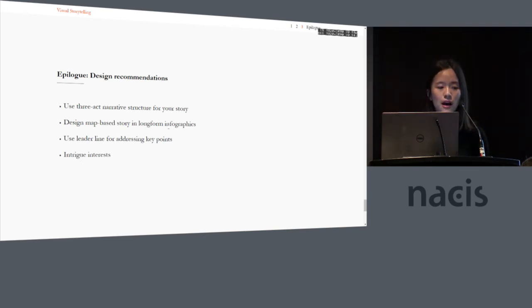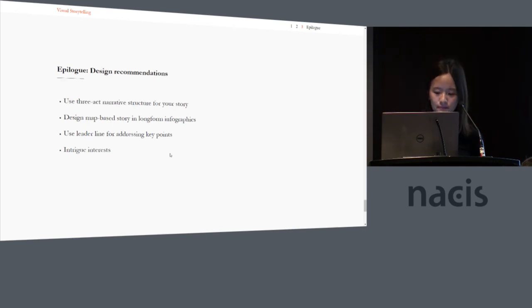Intrigue interest. High concern or high interest will have a positive influence on your story. So intrigue the interest. If they're more willing to care about the topic, she or he will be more willing to memorize and understand your story.